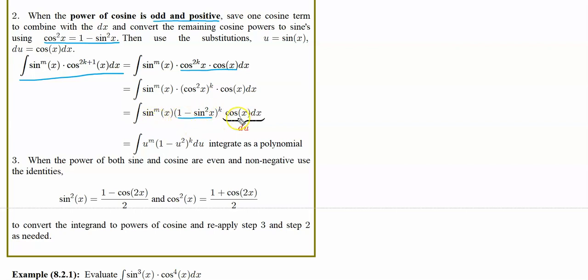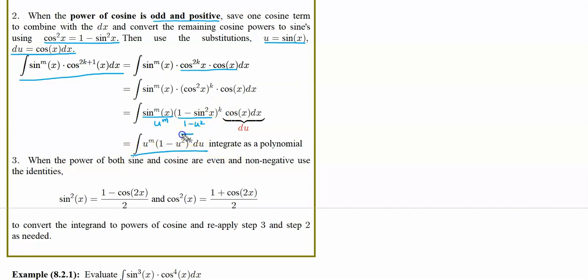And now at this point, we can let u equal the sine of x, in which case du is going to be cosine x dx. So you see this piece is going to become du, and then this is going to become u to the mth power. What's in here is going to be 1 minus u squared, and then raised to the k power. And what we end up with is this integral down here.